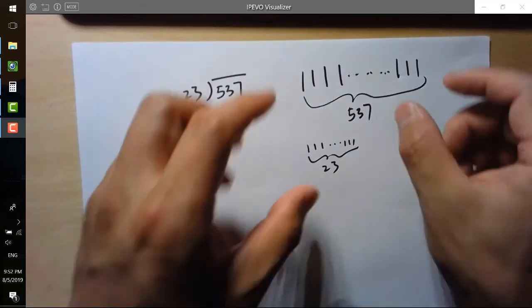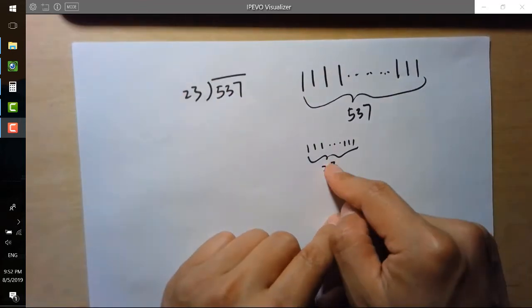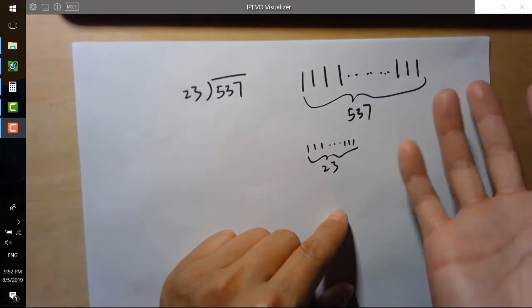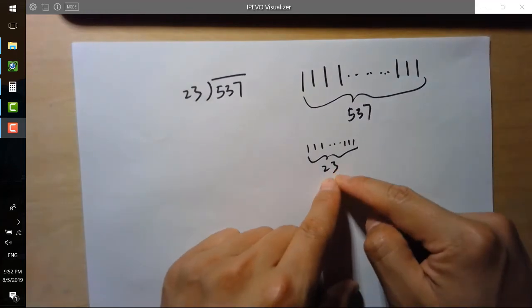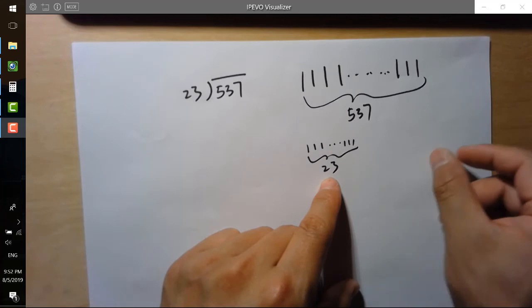So which means you have a group. How many groups of this one? For example, probably 20 or something groups over here. And then you have a little remainder. So let's see what's the result here, okay?